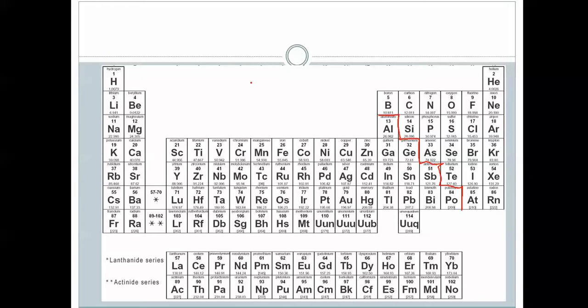The groups, those are the columns. This is group 1, this is group 2, this is group 3, and so forth. They're just numbered like that, 1 through 18. The noble gases here are 18. Group 17 here, here's the halogens, and the alkali metals.